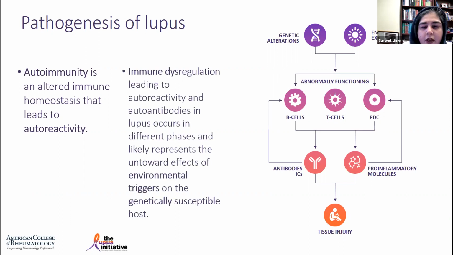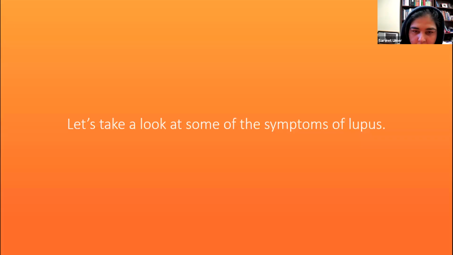This immune dysregulation leading to autoreactivity and autoantibodies in lupus occurs in different phases, and it likely represents the untoward effect of an environmental trigger on the genetically susceptible host. We do believe that lupus doesn't have a Mendelian pattern of inheritance, so it does skip generations. So if a patient has lupus, not necessarily the kids will have lupus, but it may still run in the family, and you may find it in the next coming generation. So we may find a grandmother with lupus and a grandkid afterwards.